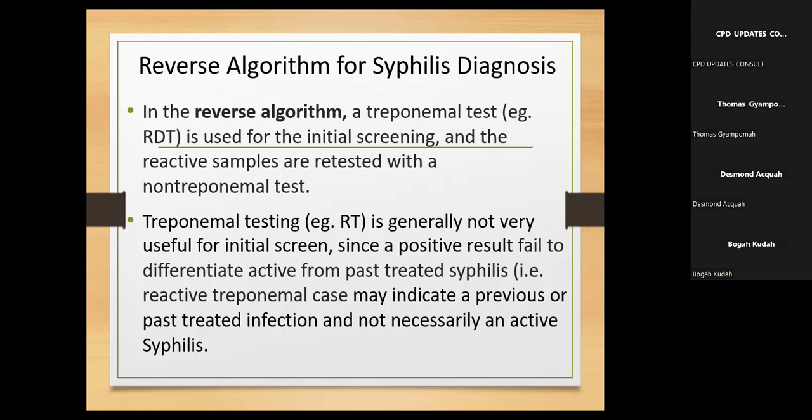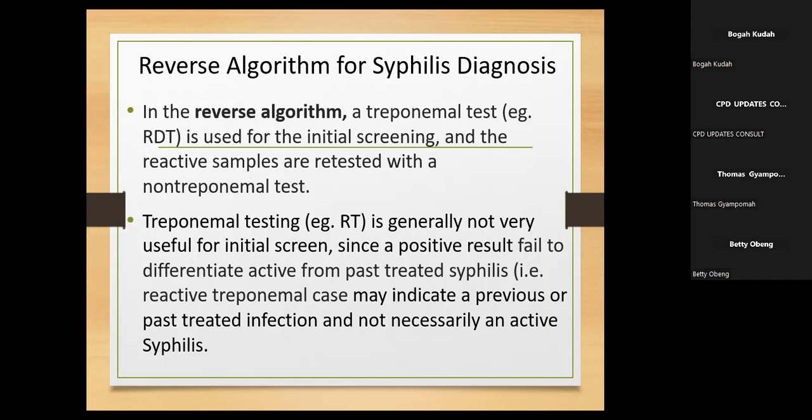So first and foremost, you must understand what the traditional algorithm is. Traditional is the screening one first, then the confirmation. Then reverse is the opposite. So you do the confirmation one first, and then you are also going to do the non-specific one later on.